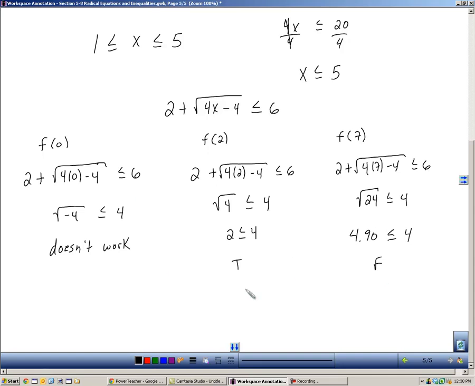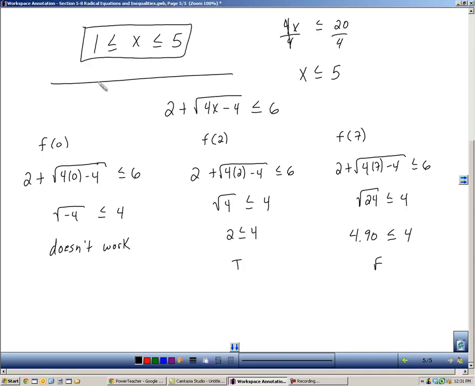So here we have the different areas. When I plug 0 in, I get a negative square root, so that doesn't work. That area is false. When I get a number between 1 and 5, it's true. Everything works out fine. And over here, 4.9 is not less than 4, so this is false also. Which means my solution is what I thought it was: the numbers between 1 and 5.